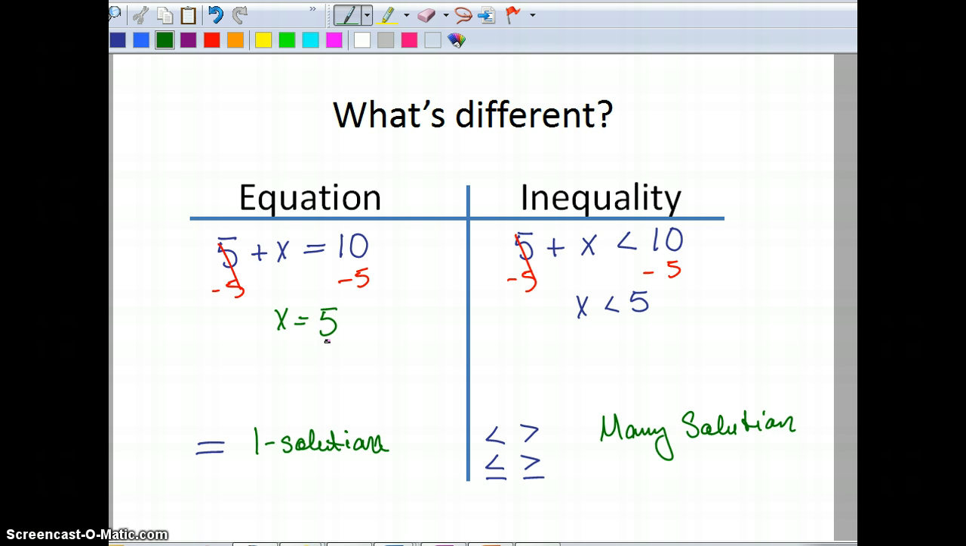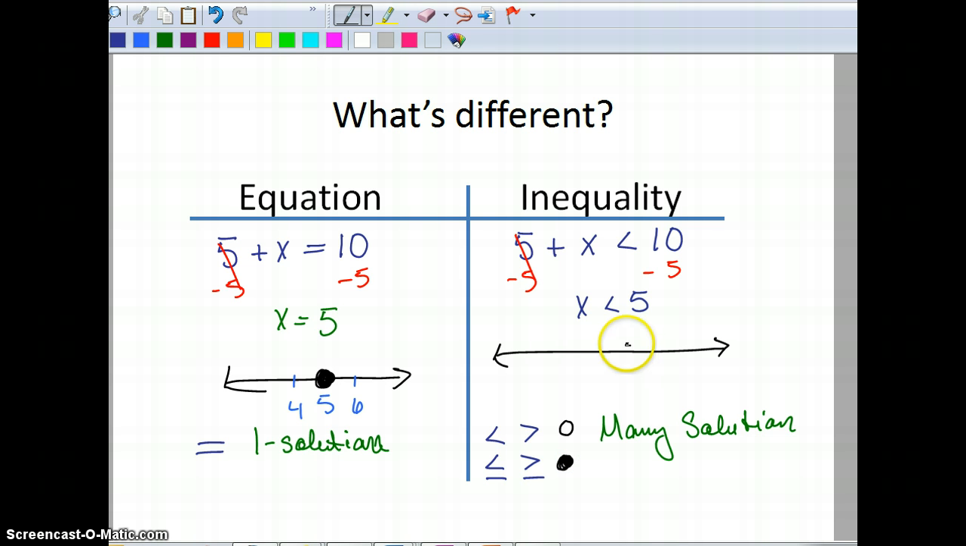Now when I graph x equals 5 on the number line, just sketch this out real fast. X equals 5. Well, x is only equal to 5 at this point right here, so I only get a closed circle. With an inequality, the type of circle that I have on my graph is going to vary depending on which inequality symbol I have. If I have less than or greater than, I'm going to have an open circle. If I have less than or equal to or greater than or equal to, I'm going to have a closed circle.